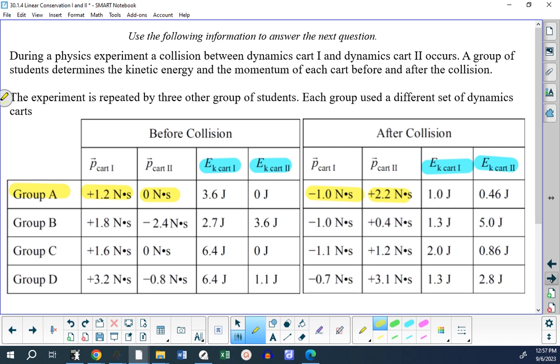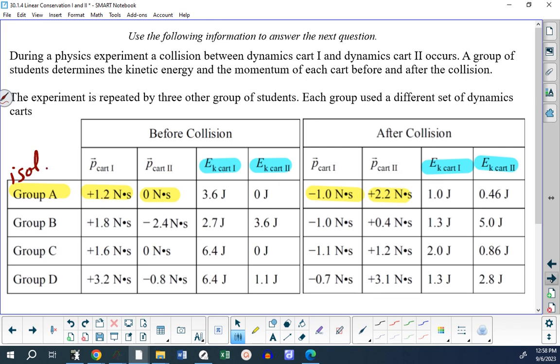So Erickson, I saw you say isolated. You're right. Why is the collision that group A observed occurring in an isolated system? Right, the total momentum before and after is the same. When I add 1.2 plus 0, I get 1.2 units of momentum before the collision, and when I add -1 and 2.2, I still get 1.2. So group A is isolated.